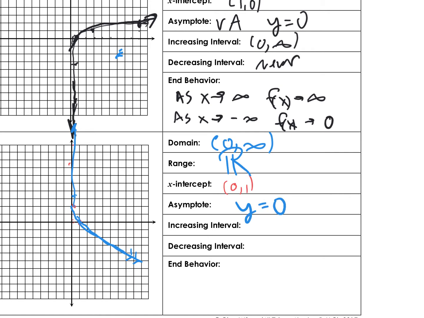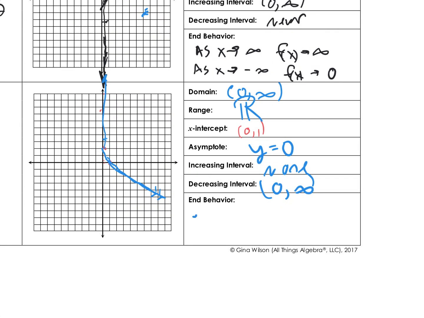Increasing? No. It doesn't have any decrease. It's not increasing. It's decreasing. From left to right, it's going down. So it's going to be from 0 to infinity. And behavior? As x approaches infinity, f of x approaches negative infinity, because it goes down.